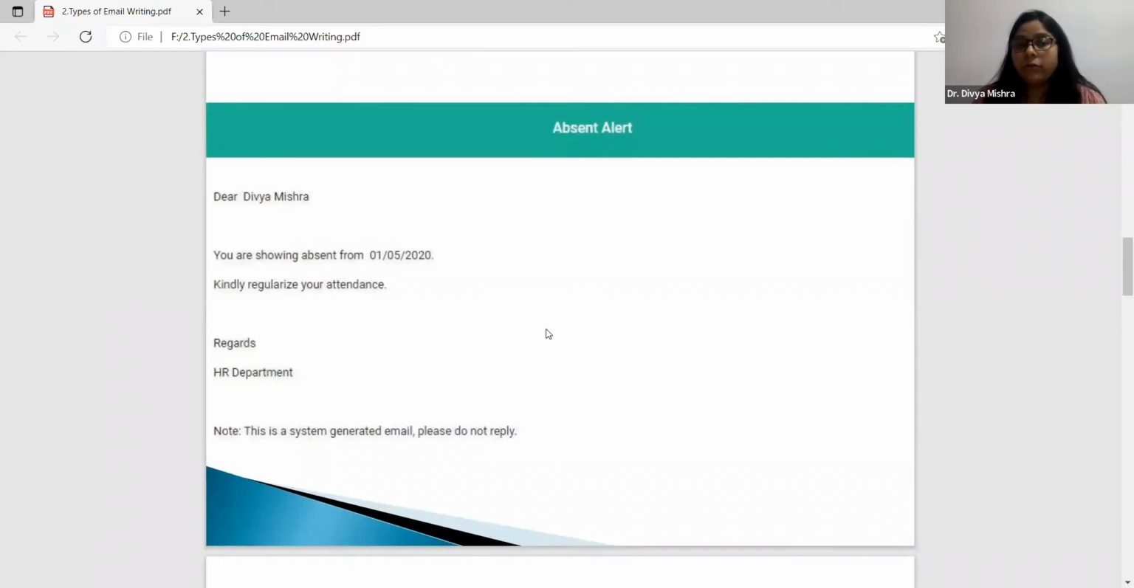This is an example of automated email. You can see here, information is written here, and this is a system generated email. Please do not reply. So this is called no reply email. I'm just supposed to receive the information. I'm not supposed to send them any kind of response over this email. So this is no reply email.